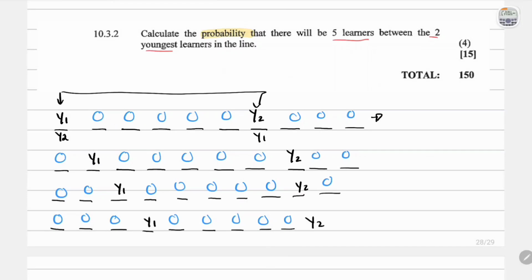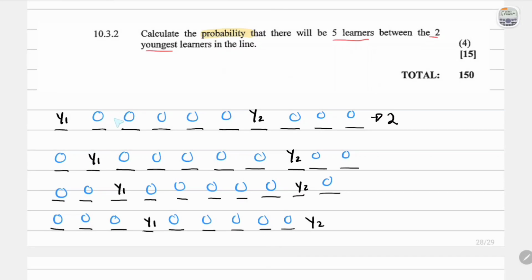So looking at their placements and where they are seated, there are 2 ways they can be sitting like this. Yes, they have 5 learners in between them, but youngest learner 1 could be in the first position and youngest learner 2 in the 7th position, or youngest learner 2 is in the 2nd position and youngest learner 1 is in the 7th position. Okay, so that could happen as well. So there are 2 ways that they can be sitting like that. Okay, so we're done with them.